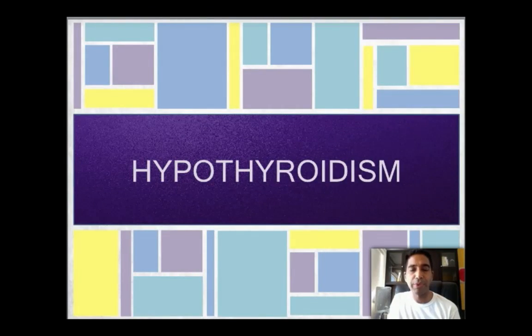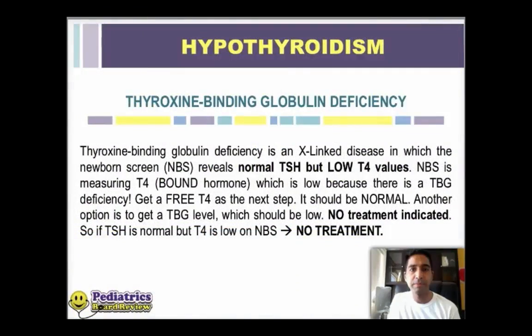Let's go on to hypothyroidism. So there are a few different ways you can get hypothyroidism. One way is because you have a deficiency in thyroxine-binding globulin. So this is TBG. Okay, so thyroxine-binding globulin deficiency. This is an X-linked disease in which the newborn screen reveals a normal TSH but a low T4.